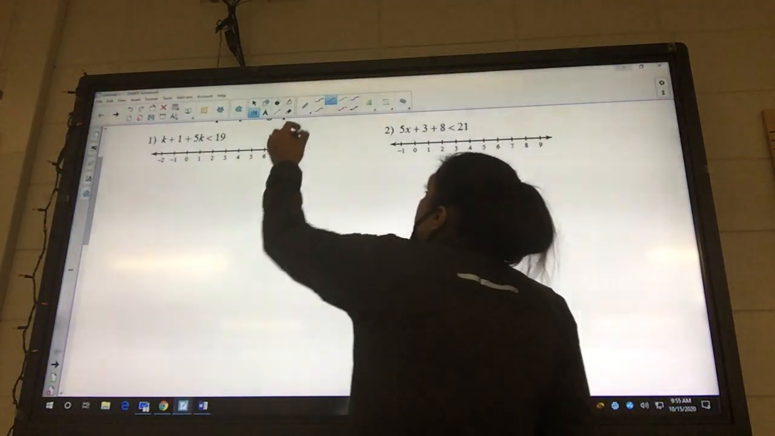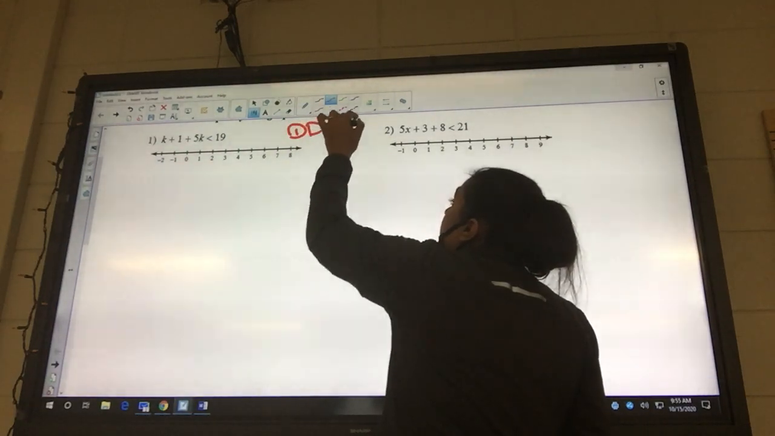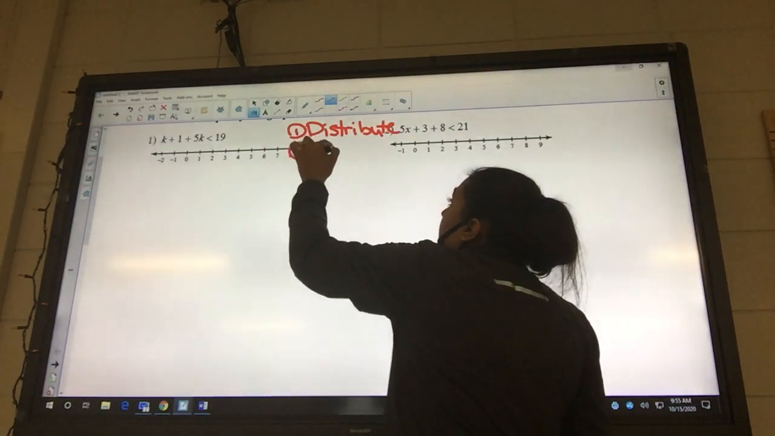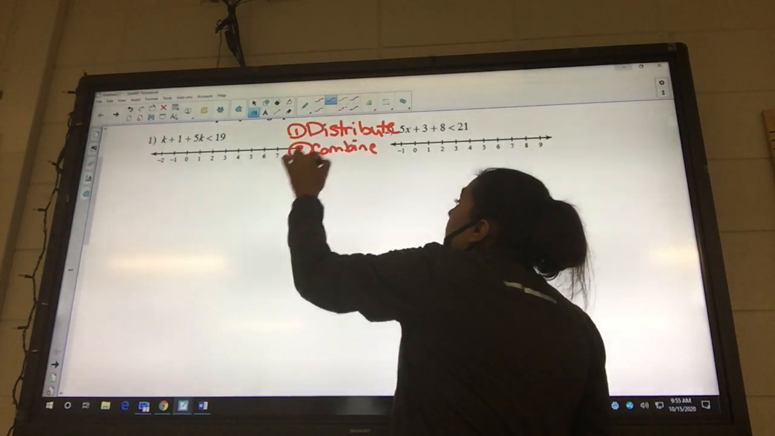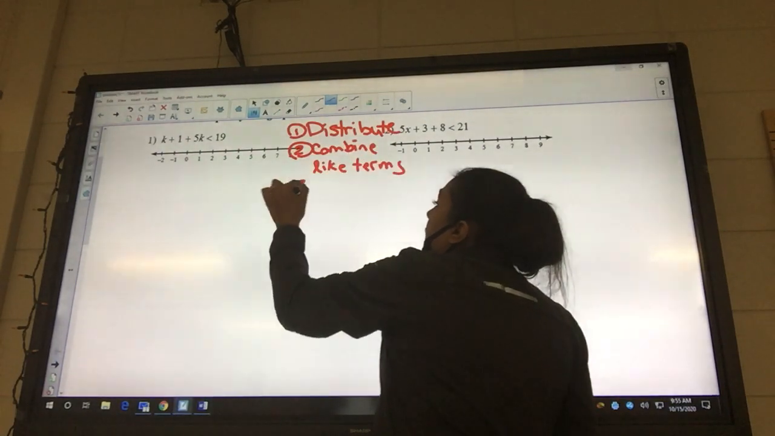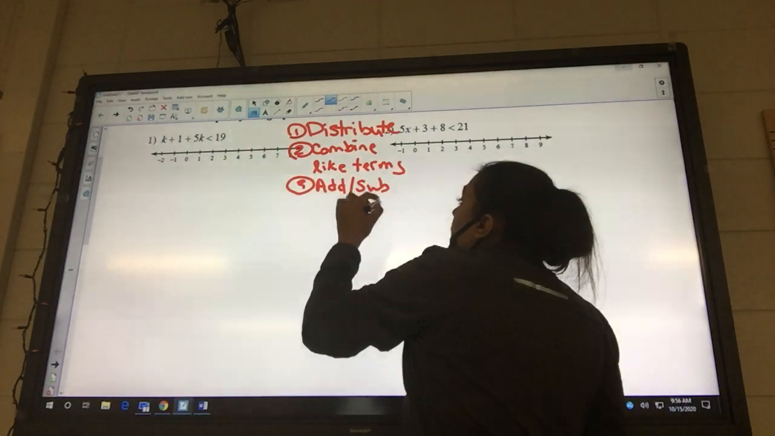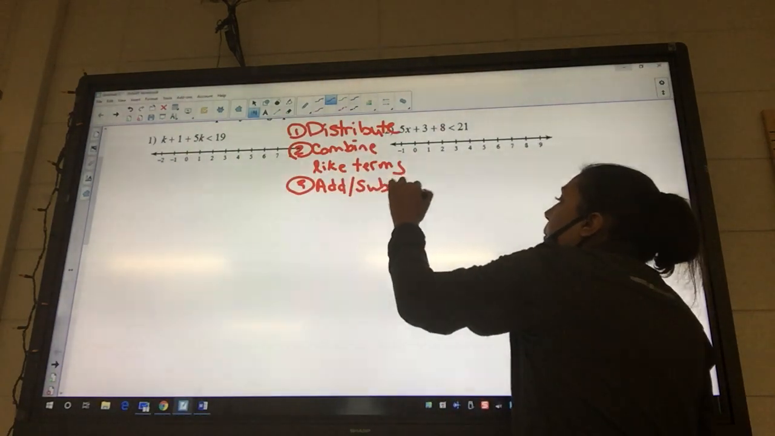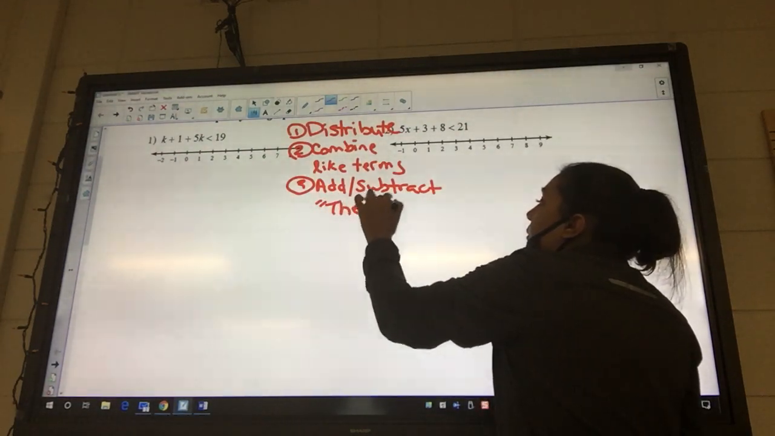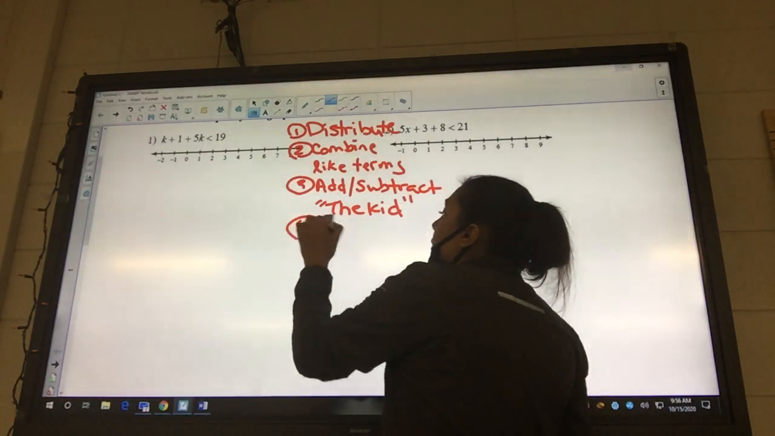Okay, so our steps are going to be, obviously, distribute. Let's build that. Then it would be to combine like terms, add or subtract the kid, or the non-variable, and our last step is going to be to divide.